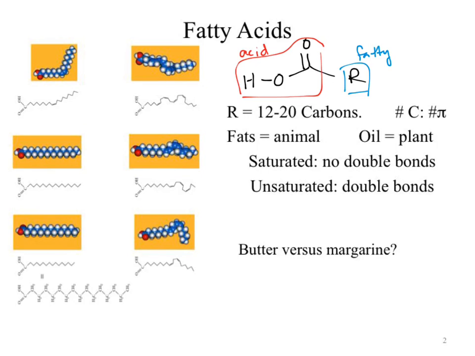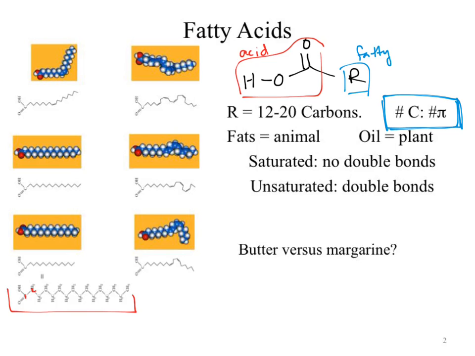So instead, we get this kind of pseudo-notation or pseudo-shorthand, which is written right here. Okay? The number of carbons and the number of pi bonds. So if we take a look at this bottom example, we could go through and count our carbons.